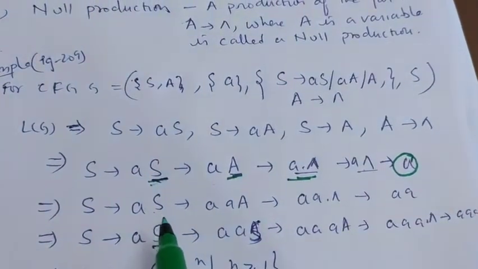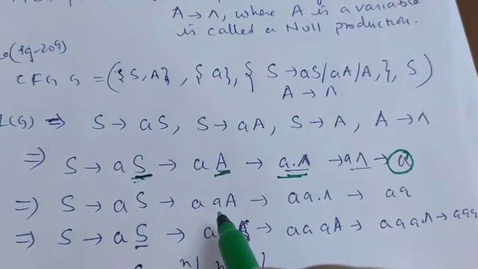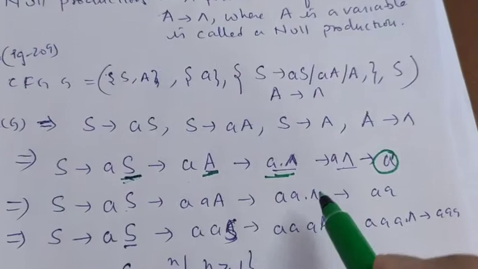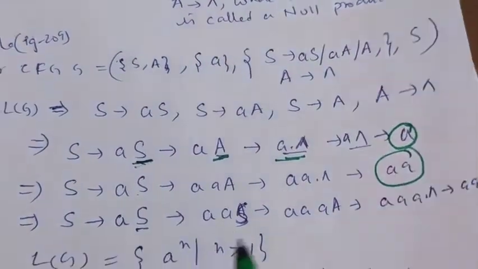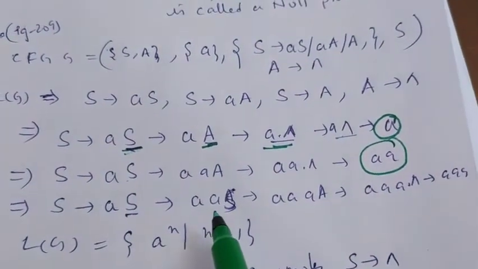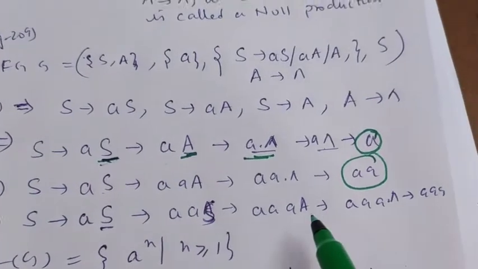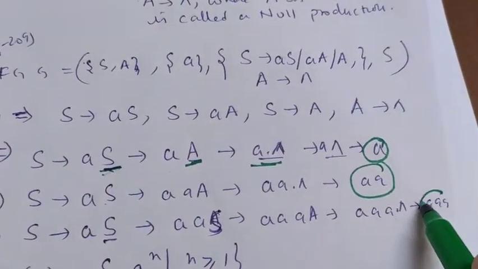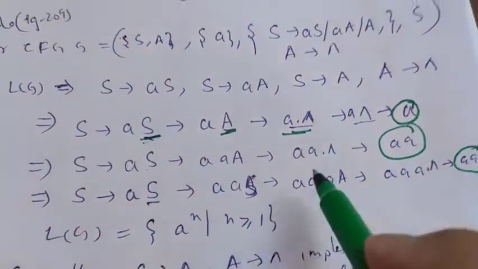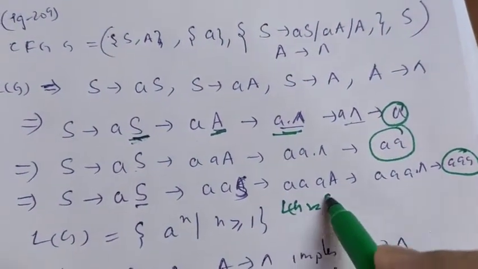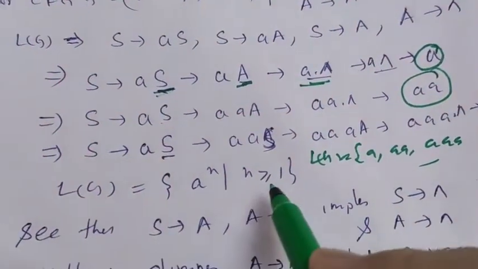S tends to AS. Again for this S we take the production S tends to A, so AA. For this A, again A tends to null, so it will become another string, double A. S tends to AS, and continuing, S tends to AAS, and so triple A, like this. So it makes a progressive sequence of A's. It can be summarized as L(G) is equal to A, AA, AAA, like this, so A to the power n, where n is greater than or equal to 1.